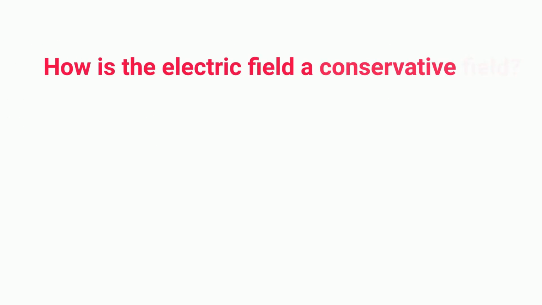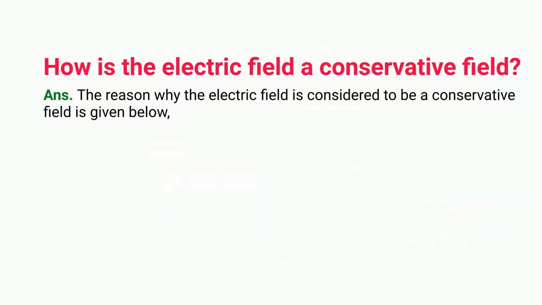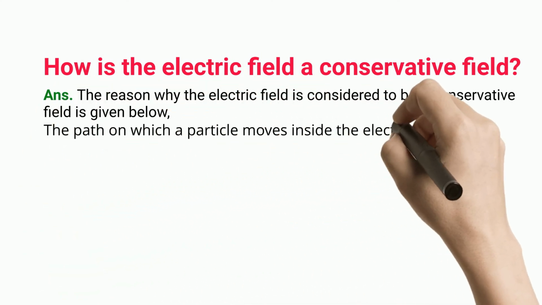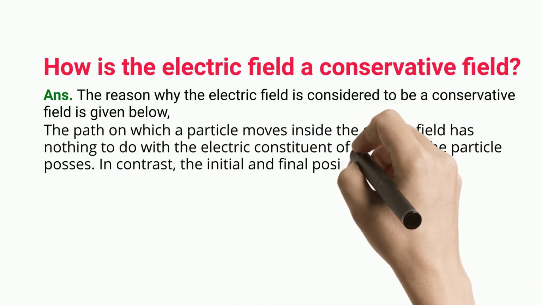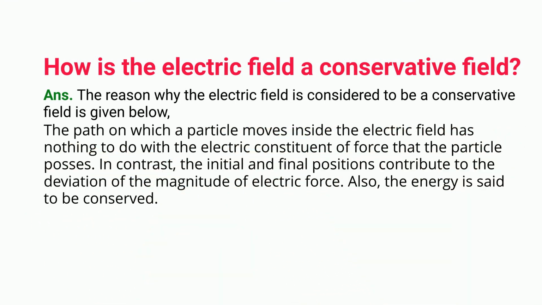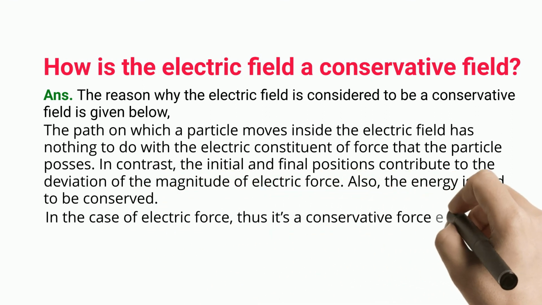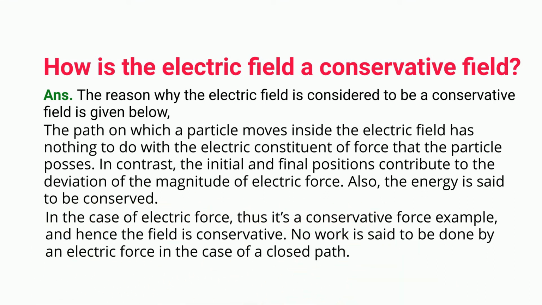How is the electric field a conservative field? The reason why the electric field is considered to be a conservative field is given below. The path on which a particle moves inside the electric field has nothing to do with the electric force that the particle experiences. In contrast, the initial and final positions contribute to the magnitude of the electric force. Also, the energy is said to be conserved in the case of electric force, thus it is a conservative force example, and hence the field is conservative. No work is said to be done by an electric force in the case of a closed path.